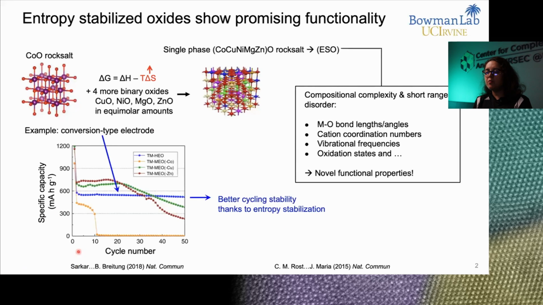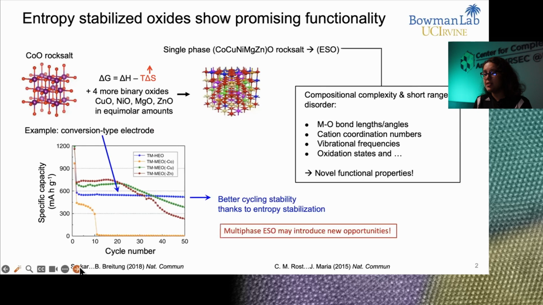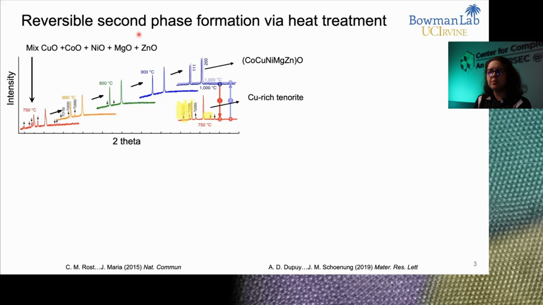A lot of people are focusing on single-phase materials in this field and these novel properties that I mentioned. This talk today is going to focus on multi-phase materials. Similar to many other fields where people create multifunctional, multi-phase materials or composites, our goal is to dive into multi-phase ESO materials and try to understand if they can also be a way to further increase the number of candidates that could be beneficial to the material science community. So we have a reversible second phase formation in these materials when we heat treat them.